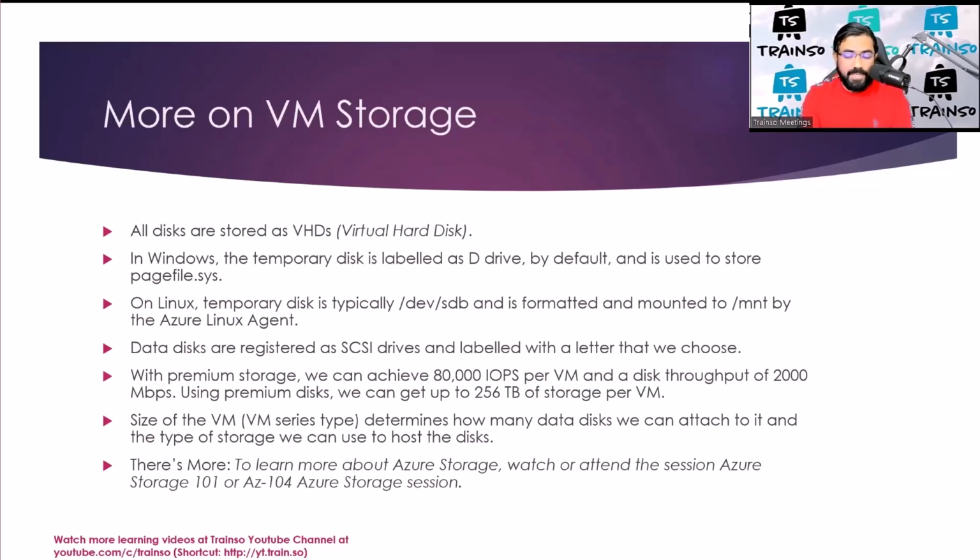With premium storage, we can achieve 80,000 IOPS per VM and a disk throughput of 2000 Mbps. Using premium disks, we can get up to 256 TB of storage per VM. Also note that the size of the VM series types determines how many data disks we can attach to it and the type of storage we can use to host the disk. So all those series and all those sizes within those series matter. So you will have to do a little bit of exploration if your workload is not a regular workload. That is something that your architects will be doing.